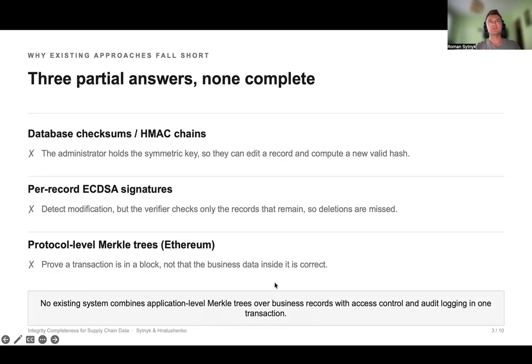The third approach is the Merkle trees that Ethereum builds at the protocol level of the blockchain. They prove that a transaction is included in a block in the blockchain, but they do not show whether the business data inside the transaction is correct. So, no existing system combines all of this. Application-level Merkle trees offer business records together with access control and audit logging in the same transaction.